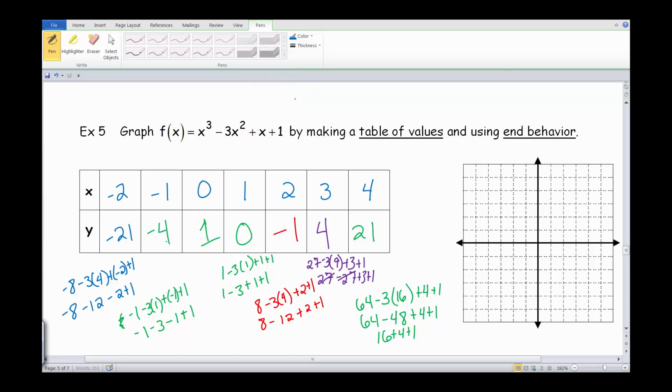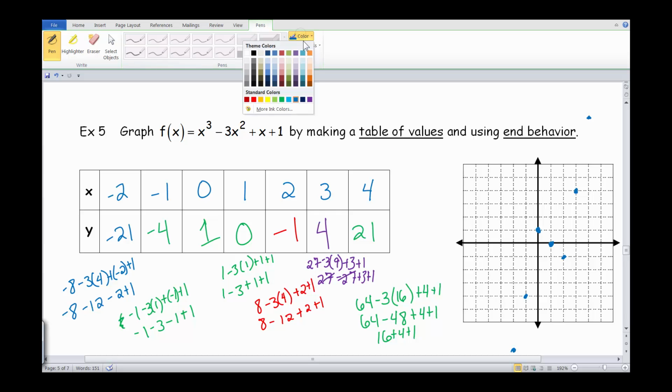So we have negative 1, negative 4. We'll start off with that one. Negative 1, negative 4. There it is. 0, 1. Right there. 1, 0. Right there. 2, negative 1. There it is. 3, 4. And then finally, 4, 21 will be way up here somewhere. We'll just say it's right there. For the negative 2, negative 21, we'll just say it's down here somewhere.